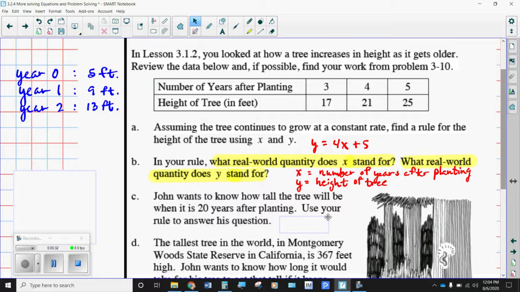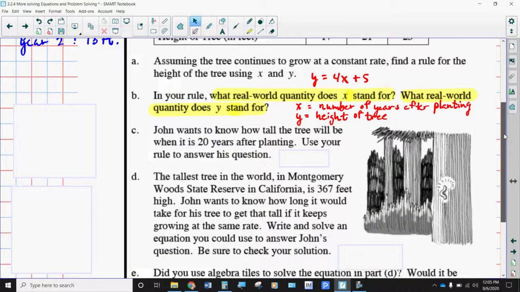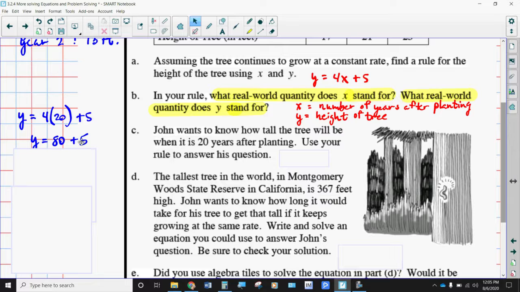Okay? So now that we've got all that clear, we can use this rule to now solve any problems that we have regarding the height of the tree or the number of years after it's been planted. John wants to know how tall the tree will be in 20 years. So X represents the number of years, so we'll replace the X with the 20. Then we'll go through and simplify this expression. 4 times 20 is 80, and 80 plus 5 is 85. So that means that the tree should be 85 feet tall after 20 years.